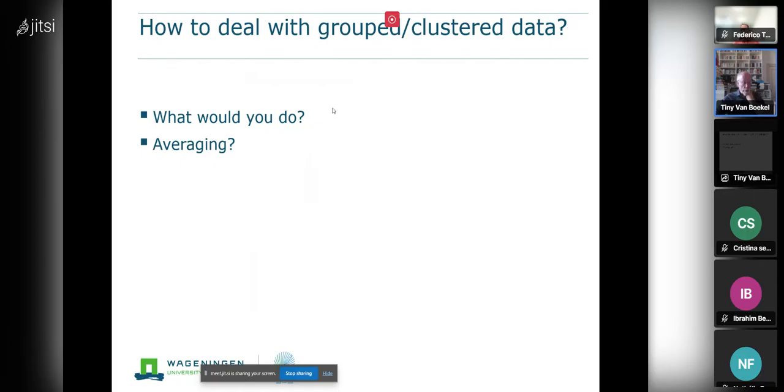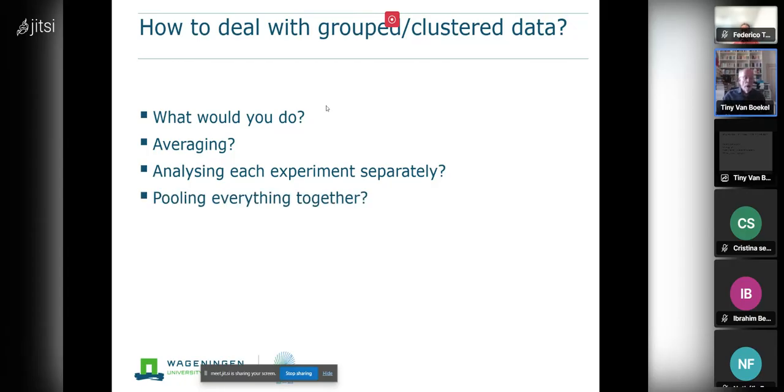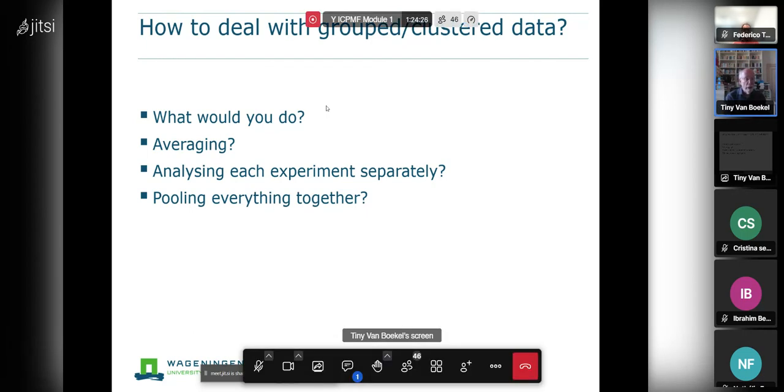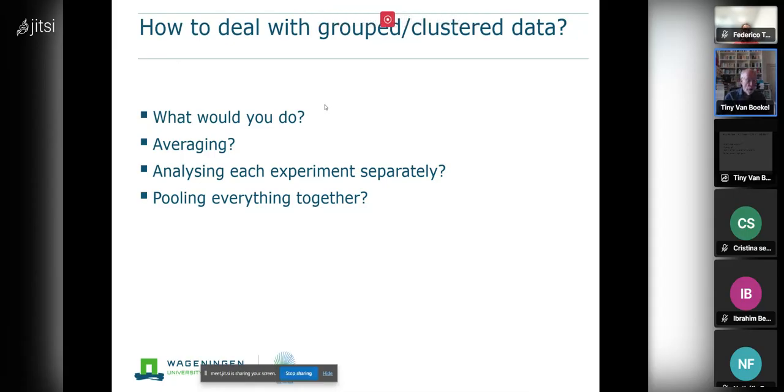So averaging, possibly. But another approach would be maybe you should analyze each experiment separately and then see if you can make sense out of that. Or, as we just saw in this previous 3 groups example, you can also try to pool everything together and see what happens, with the danger that you are completely missing the relationship.